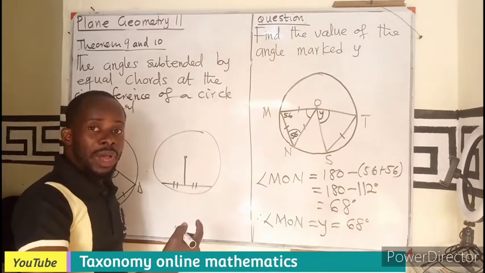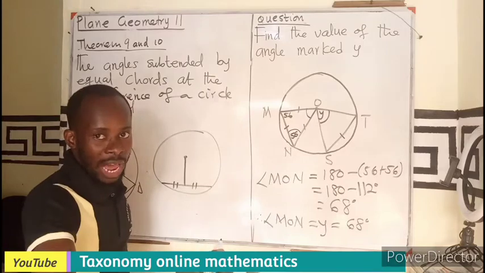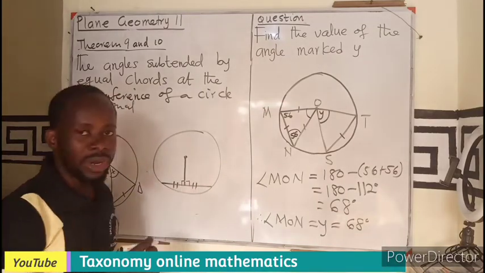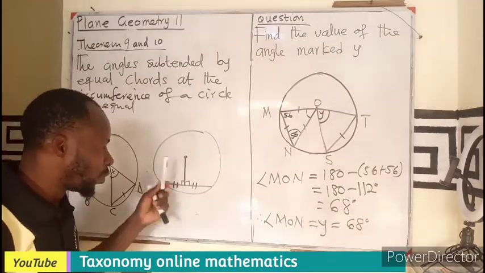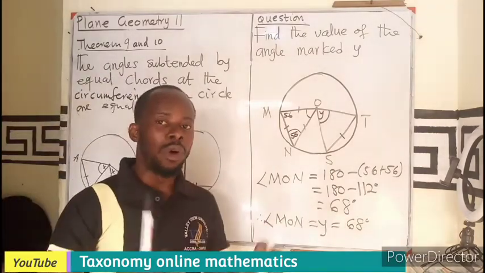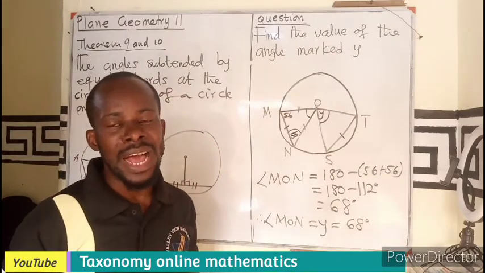And it's also perpendicular to the chord, meaning this will be 90, this will also be what? 90 degrees. We'll be using this also in some questions to help us solve certain missing angles.